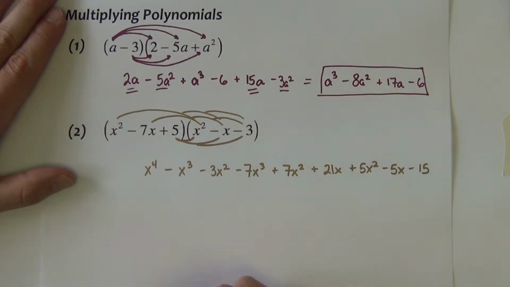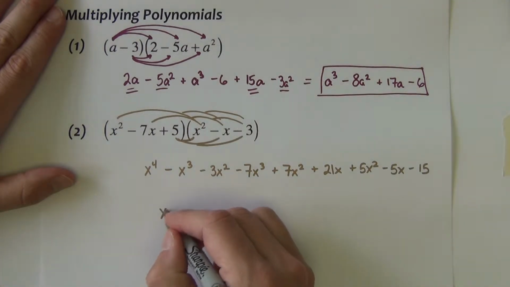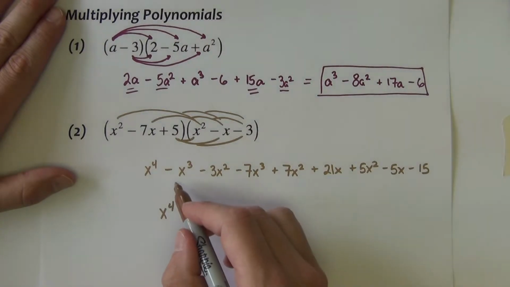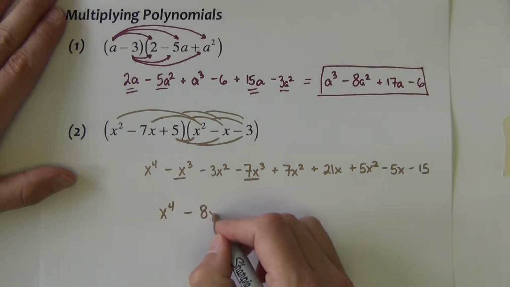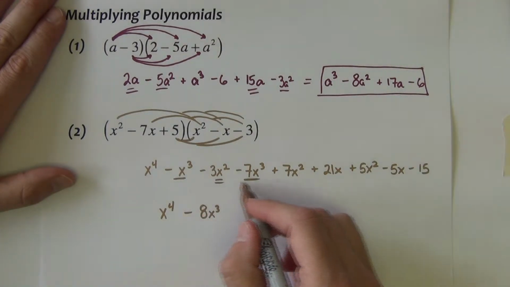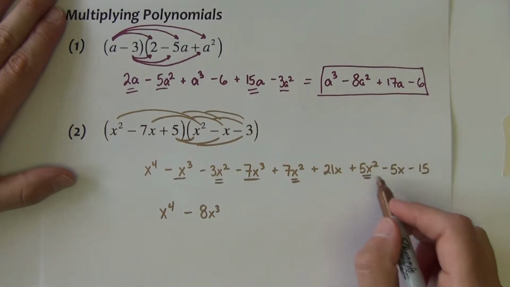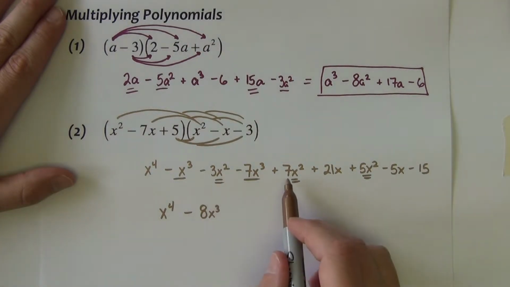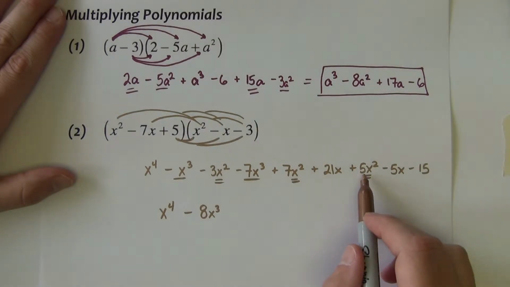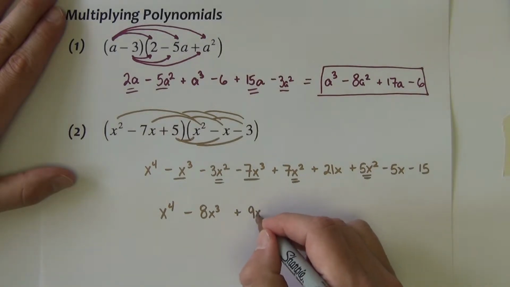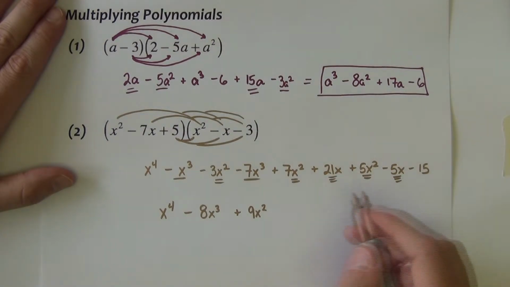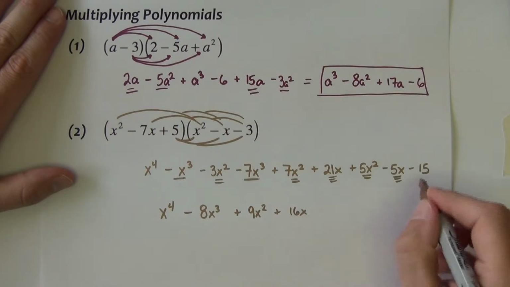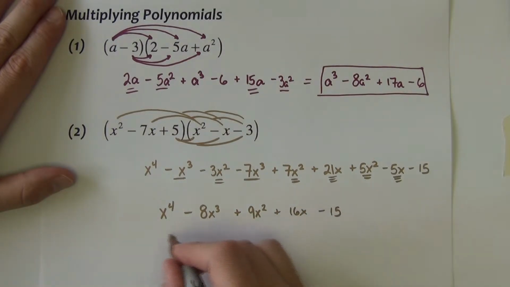Okay, now like terms, the x to the fourth is the only x to the fourth. Next, x to the thirds. I have two of them. They are negative 8 x to the third. Next, I want x squareds. There are three of those. So negative 3 plus 7 plus 5 is going to give positive 9 x squared. Then I want x's. 21 minus 5 is 16x, and then the minus 15 is the only constant term.